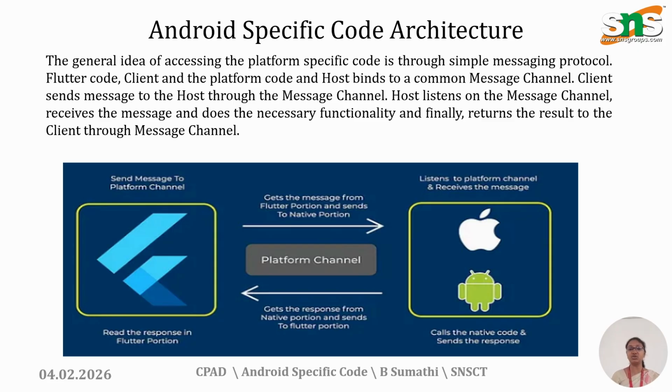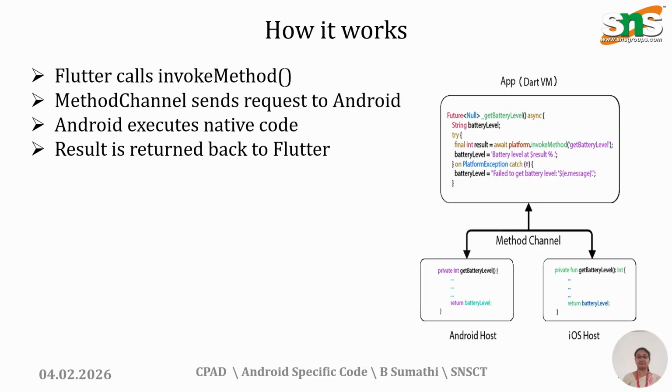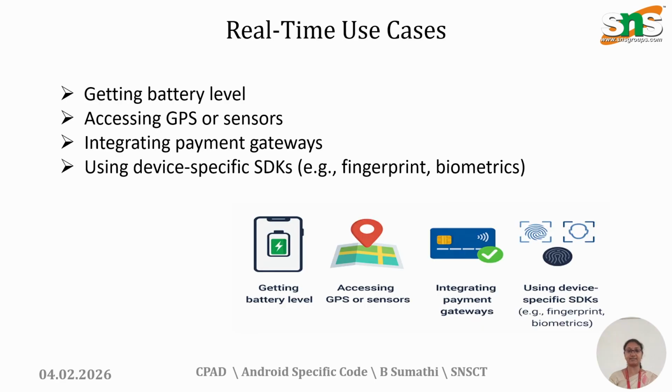The bridge used is called the method channel. So how does it work? We write an application in Dart and, using method channels, we give plugins to an Android host or iOS host. Flutter calls or invokes a method, the method channel sends a request to Android, Android executes native code, and the result is returned back to Flutter.